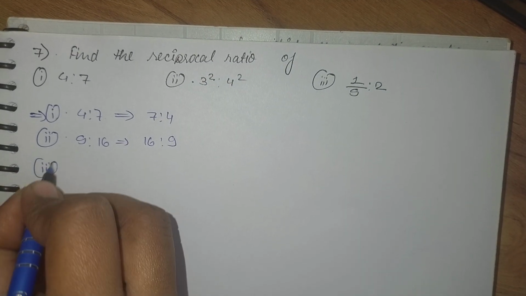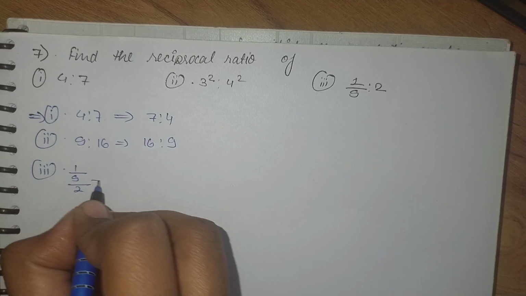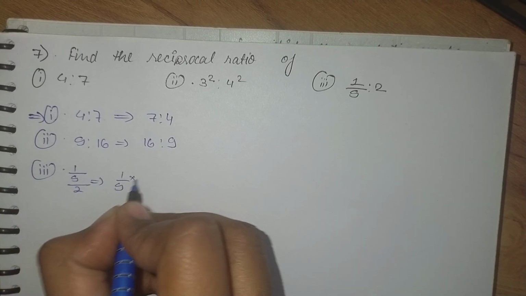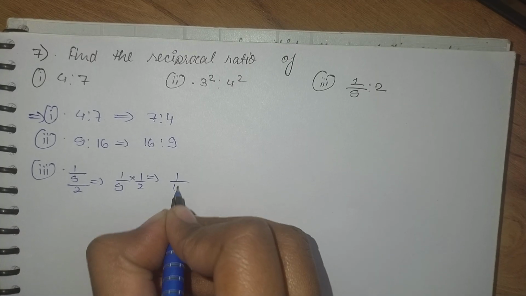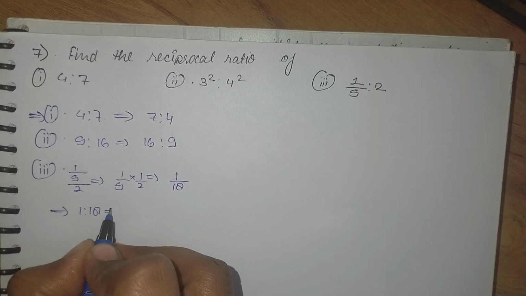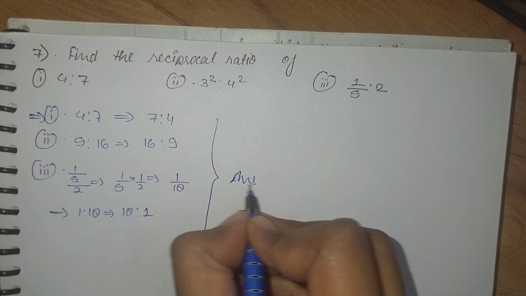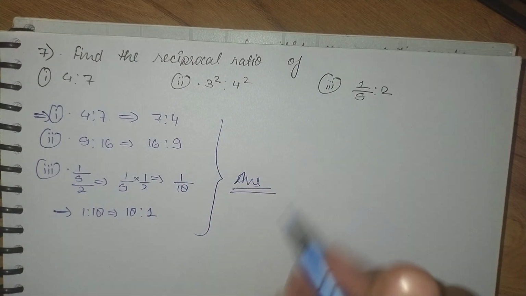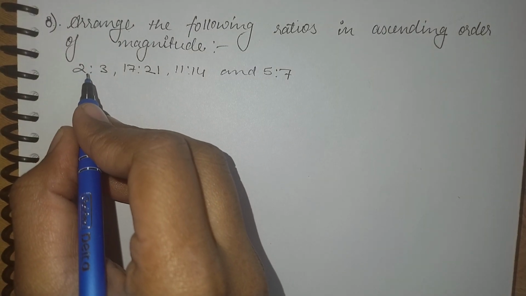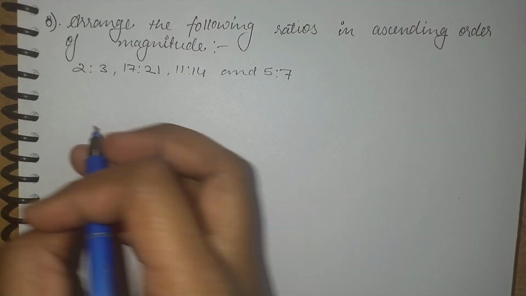Third is 1 by 9 ratio 2, that is, if we write, that will become 1 by 9 into 1 by 2 as 1 by 18. So if we write for the reciprocal ratio, 1 ratio 18 will become 18 ratio 1 here. Hence, these are the values of the reciprocal ratio in question number 7, first, second, and third part. Solve question number 8. Here we have to arrange the following ratios in ascending order of magnitude.